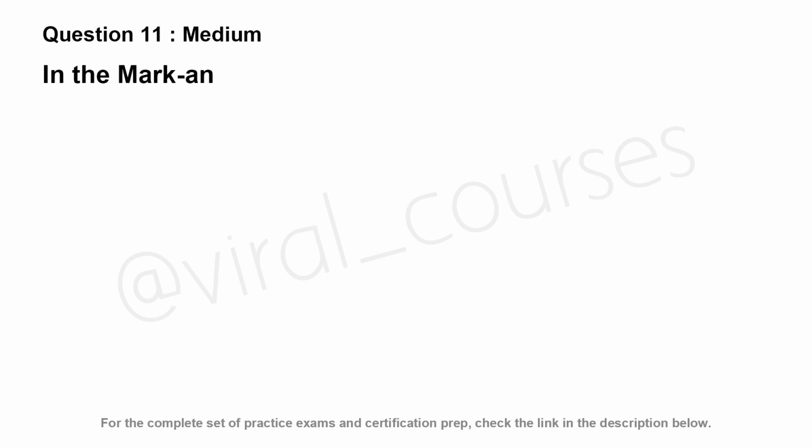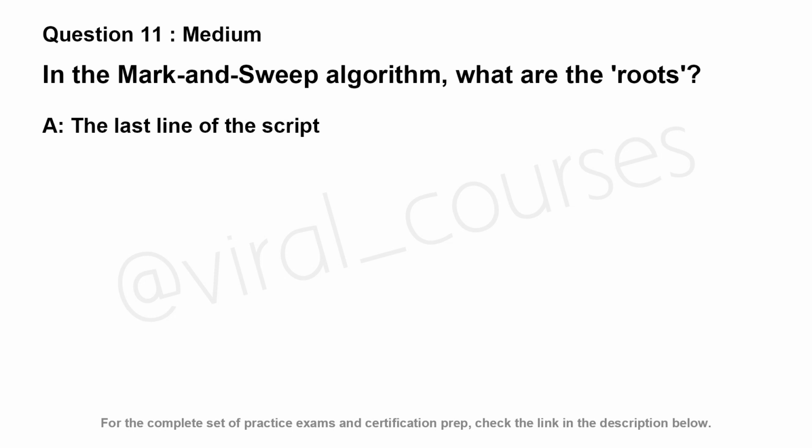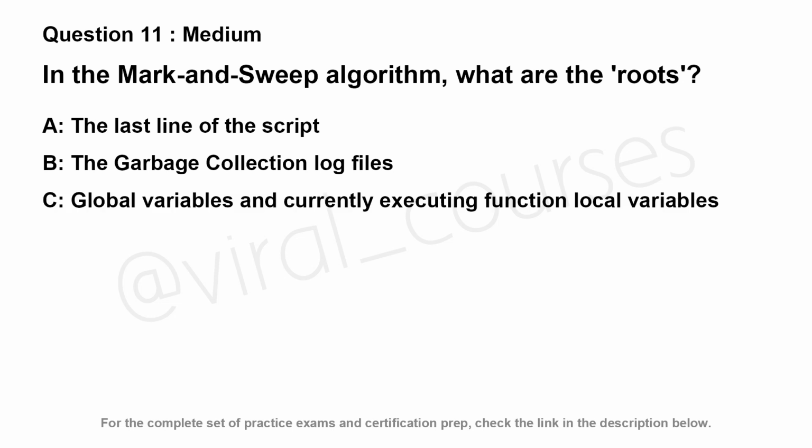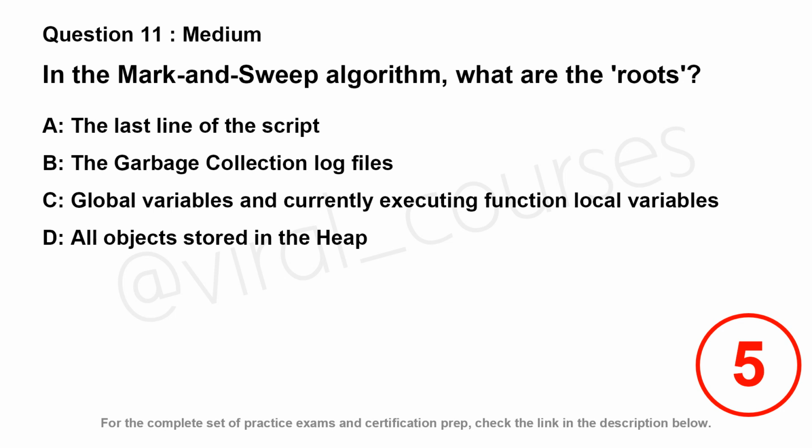In the mark and sweep algorithm, what are the roots? Option A, the last line of the script. Option B, the garbage collection log files. Option C, global variables and currently executing function local variables. Option D, all objects stored in the heap.